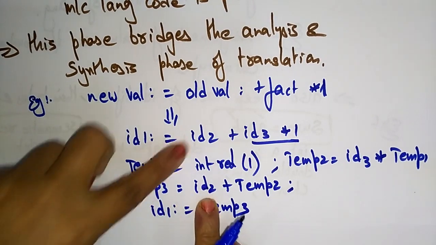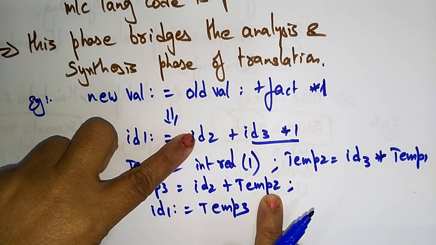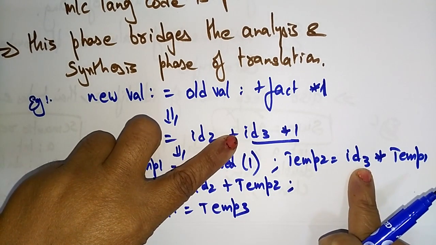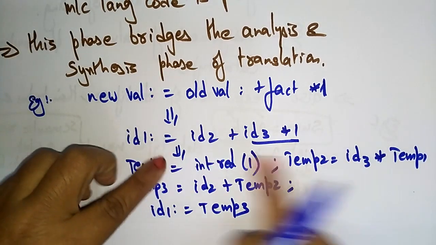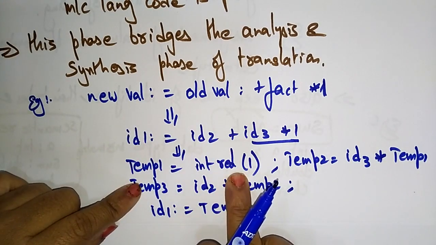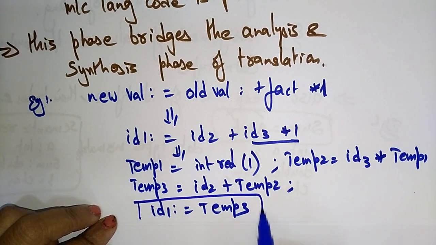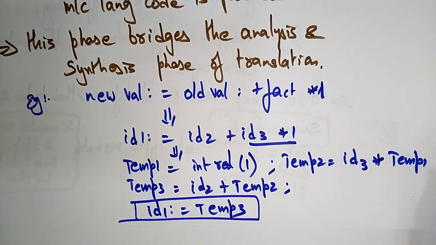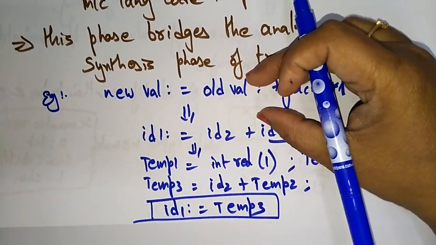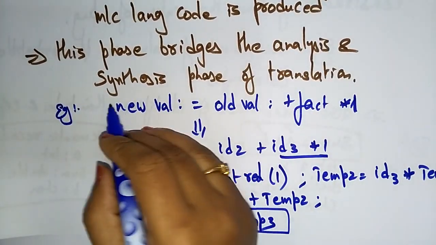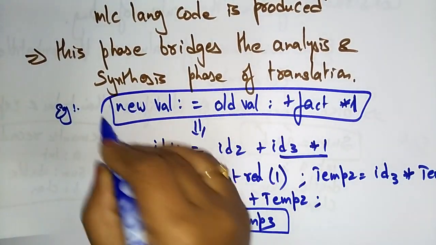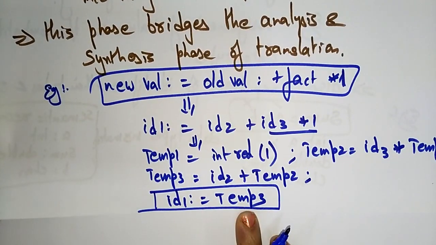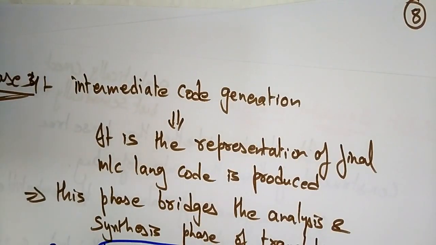So what is temp3? ID2 plus temp2. Temp2 is nothing but ID3 into temp1. Temp1 is nothing but 1. So this is the equation. With the help of this intermediate code generator, we are converting this statement into ID1 is equal to temp3.